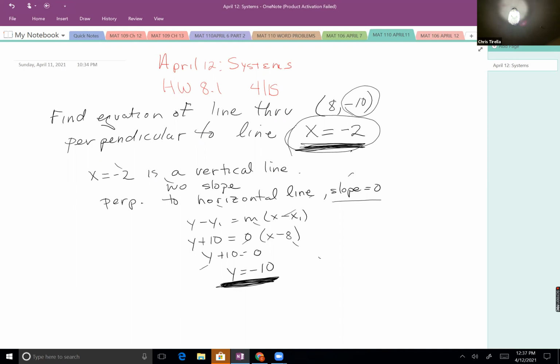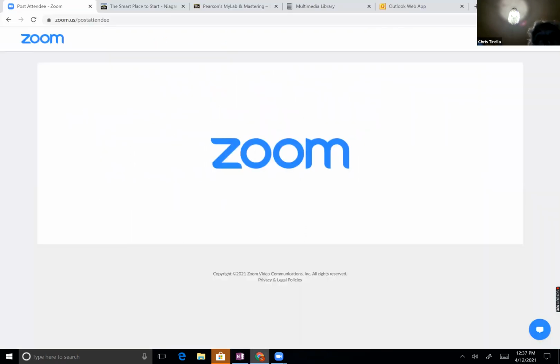So homework 8.1. Oh my gosh, it does say that's due the 15th. I am going to push that back to the 16th, which would be Friday. And I apologize that I've got the wrong date there. I will make sure that I change that.